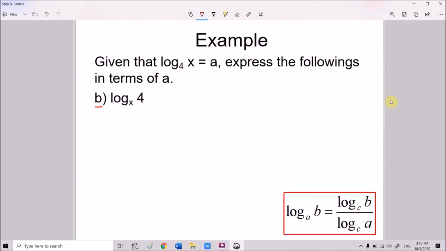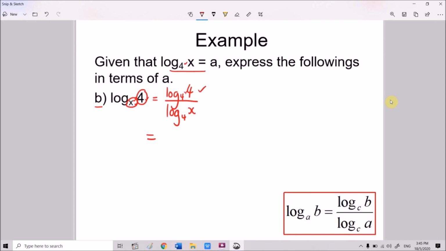Question B, we have log base x of 4. Here we have base 4, here we have base x, which is different. So it's very obvious we need to change the base by using this formula. So this becomes log base 4. We always try to convert so that it has the same base as the one given. So we have base 4, so 4 here will be here, the x will be here.